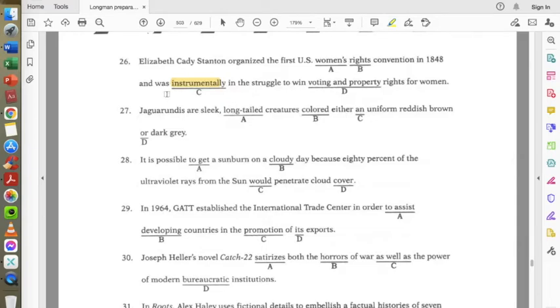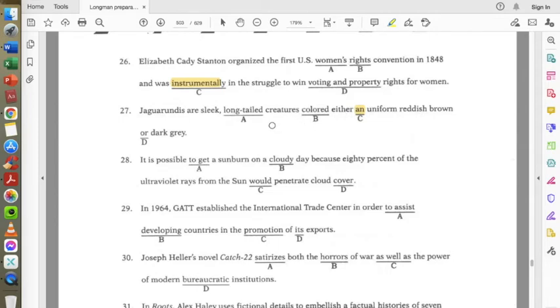Instrumentally cannot, an adverb can't follow a be verb like that, not without an adjective anyway. 27. Jaguarundis are sleek, long-tailed creatures that are colored either... oh, no, sorry, if I read that: are long-tailed creatures colored either a uniform. Uniform has the Y sound, and so "an" is the wrong article. A uniform reddish-brown or dark gray.